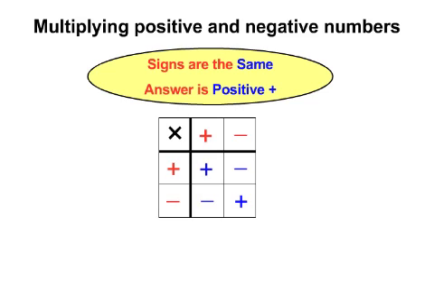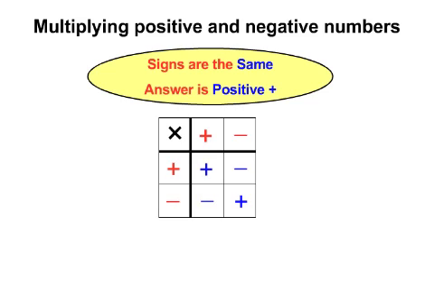Now let's look at the other signs. Let's multiply a plus by a minus. So we trace down from the plus in the top and we trace across from the minus in the left hand column. Where they intersect is our answer in blue, and as you can see, they intersect at the negative sign.